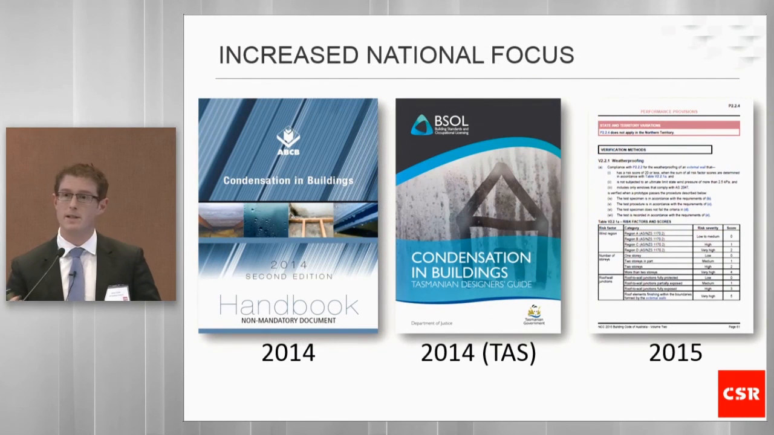Recently there's been an increased national focus on condensation and moisture control in buildings. Last year the ABCB released the second edition of the Condensation Handbook. Last year again, the Tasmanian government put out the Tasmanian Building Designers Guide, which was all about condensation in buildings. And this year, the NCC released new verification methods for facade systems or wall systems. This is all about reducing the amount of wetting or waterproofing of walling systems.